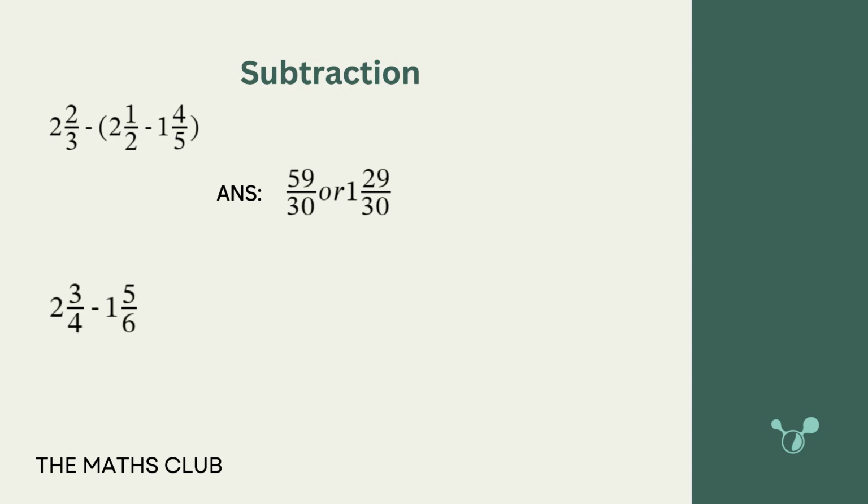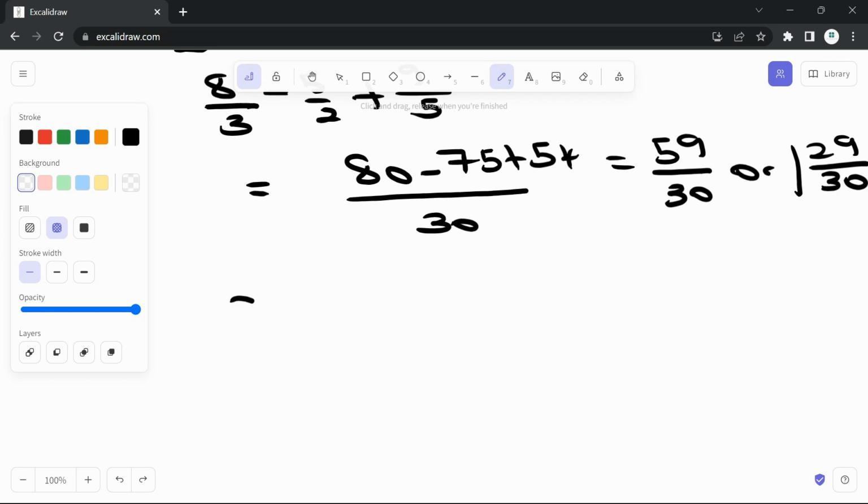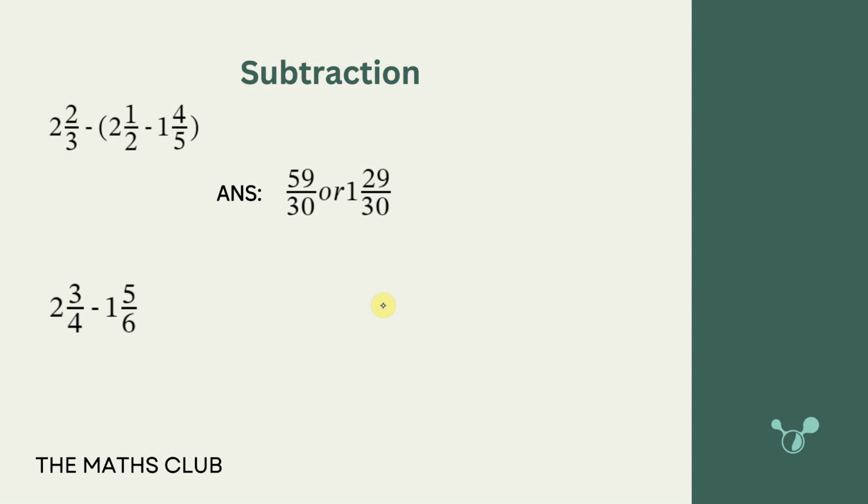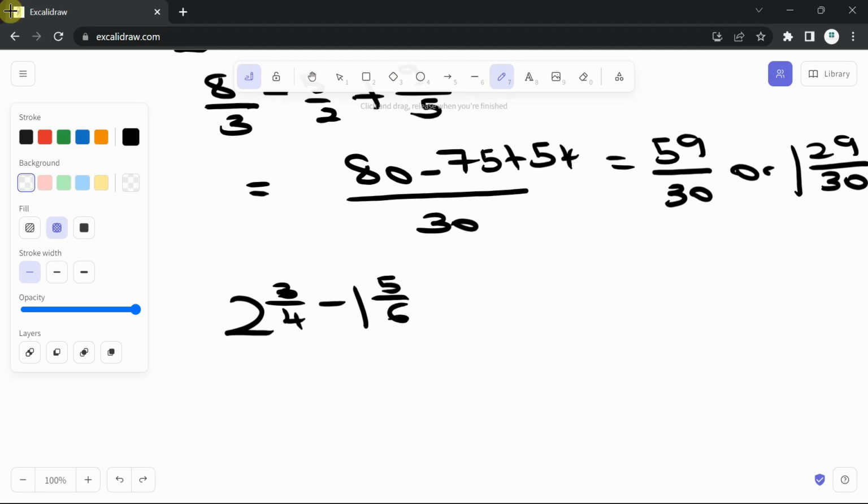Now let's look at this next question. So 2 and 3 over 4 minus 1 and 5 over 6. Right, so you might want to pause the video and try it out yourself.